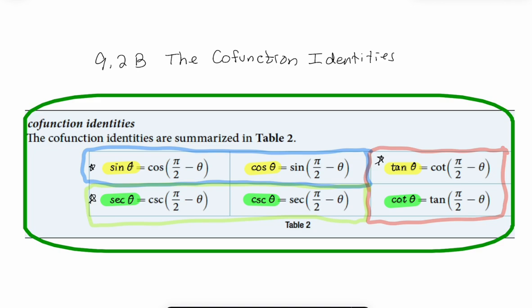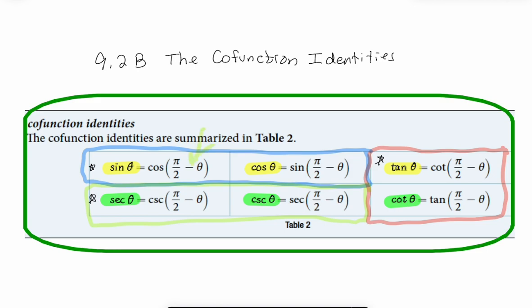So our cofunctions are just that. Sine and cosine are cofunctions. They are always a pi over 2 minus theta apart. Tangent and cotangent are cofunctions. Secant and cosecant are cofunctions. So as long as you know that those go together, and it is exactly from the name, and it's based upon how their graph looks, and what we know about transformations.